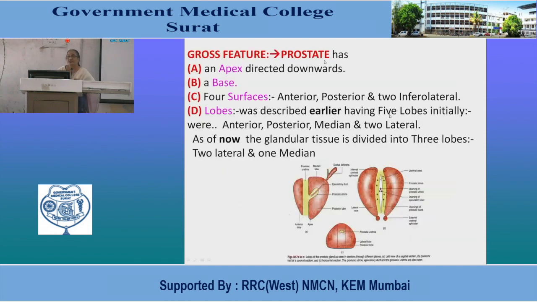Now what are the gross features of the prostate? The apex is directed downward, the base is directed upward, 4 surfaces: anterior, posterior, 2 infralateral. Lobes were described earlier as 5 lobes initially, which are the anterior, posterior, median and 2 lateral. But as of now, the glandular tissue is divided into 3 lobes, the 2 lateral and 1 medial. The figure showing here the structure which divides: this is the anterior lobe, this is the posterior lobe, and here you can see this is the median lobe. So we will do it later on along with the lobes.